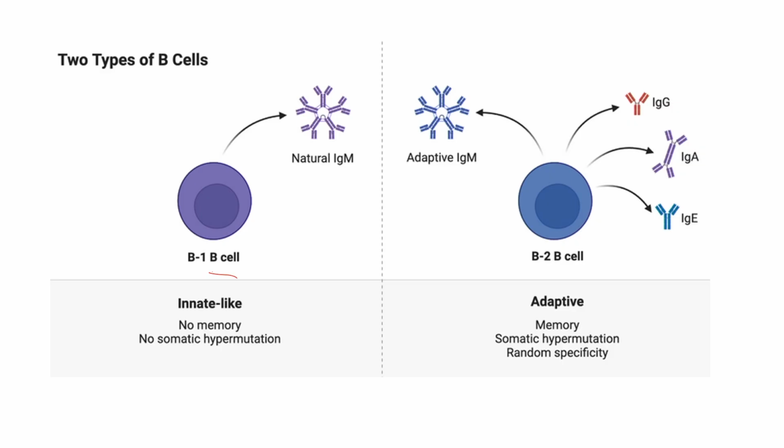There are two types of B cells: one is called B1 B cell and the other is called B2 B cell. B1 B cells are actually cells which are already present in the human body. They are not generated upon exposure to antigen.